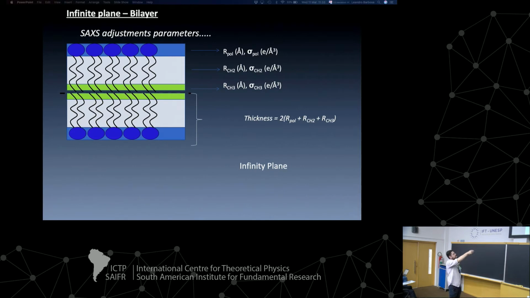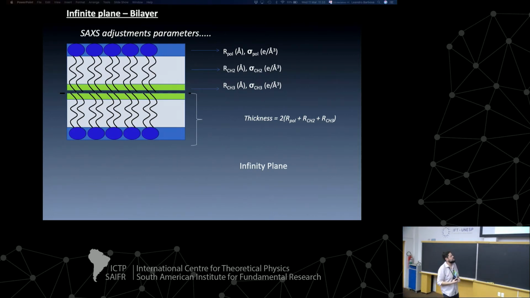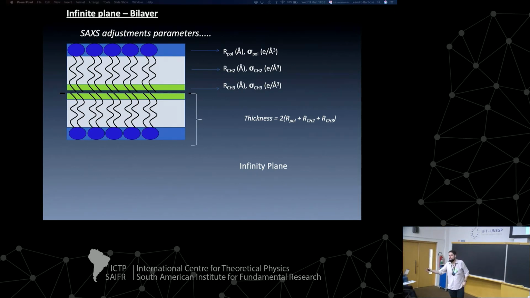So the thickness of the bilayer, which is also very important to characterize, is something like 2 times the sum of the length of each region of the upper part, for example, of the bilayer. And it should be something around 4 to 5 to 6 nanometer. This is the order of magnitude if we are talking about regular and normal lipids.